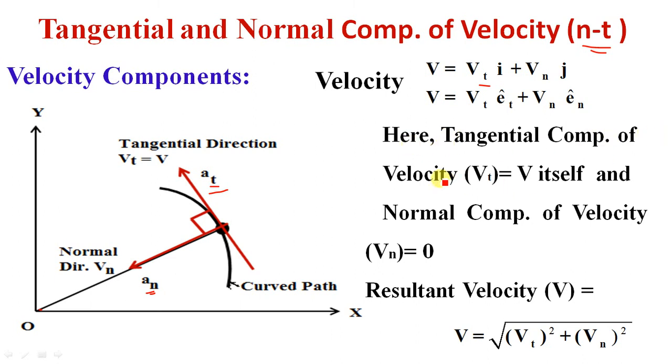Here the tangential component of velocity Vt is equal to V itself, which we have already discussed in the last slide, and the normal component of velocity Vn is 0. So the resultant velocity V is equal to Vt, or we can find V is equal to the square root of Vt square plus Vn square. As Vn is 0, the square root and square cancel, so V is equal to Vt.